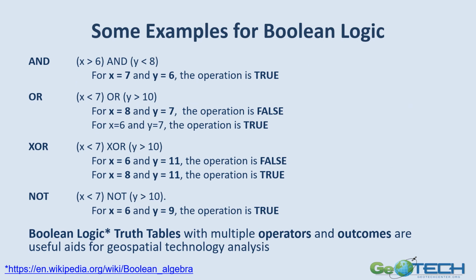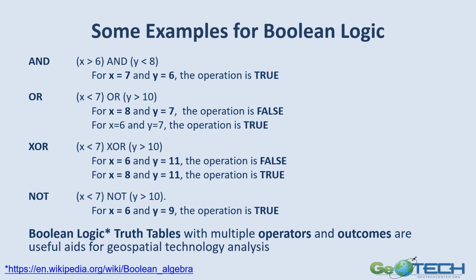These are just some examples of Boolean logic. If you want x to be greater than 6 and y to be less than 8, only if those two things are valid do you get the operation being true. Or is a similar thing. You can set your parameters and then the operation is either true or false depending on whether your values meet them.